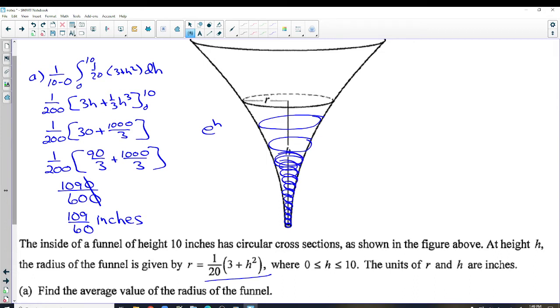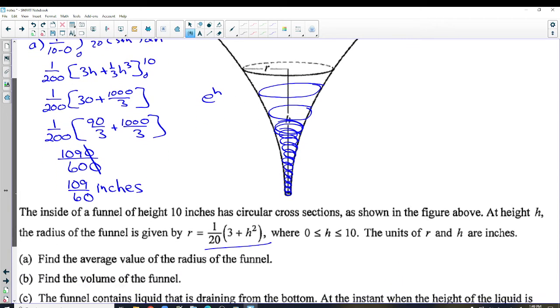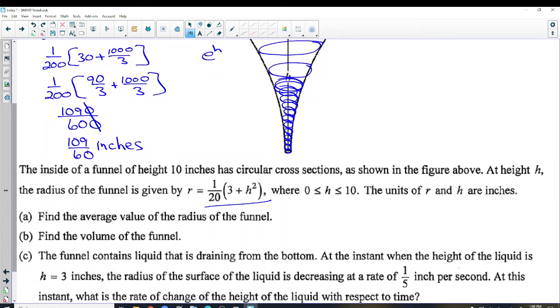So we can't do just 100 or 1,000 or 1,000,000 or 1,000,000,000. We're doing that infinitely, and hopefully you realize that suggests integral. So we're adding up the area of all the circles from 0 to 10, which is pi r squared dh, because r is in terms of h.